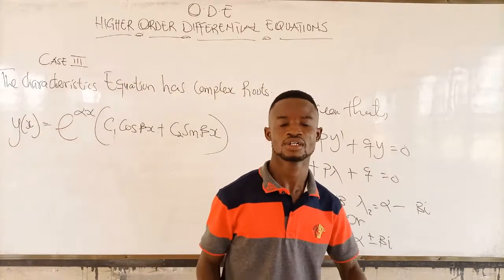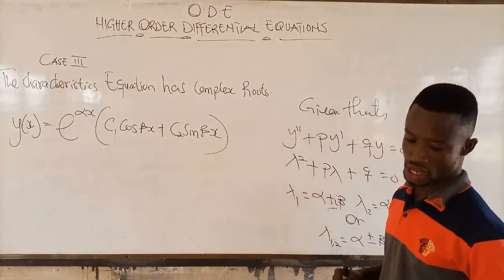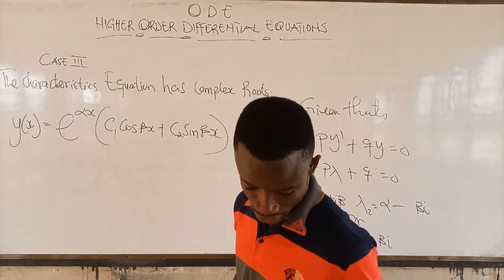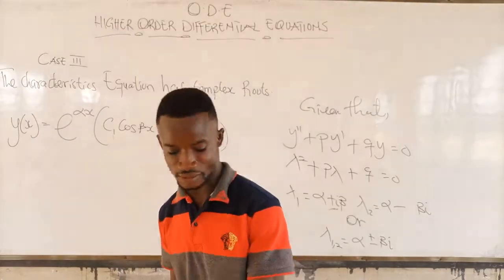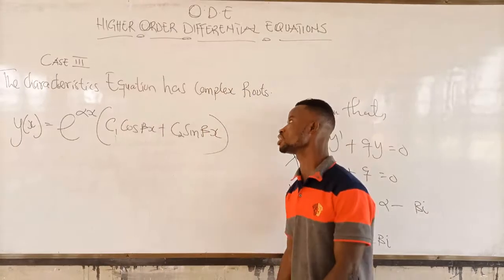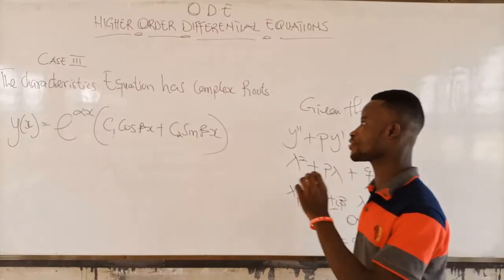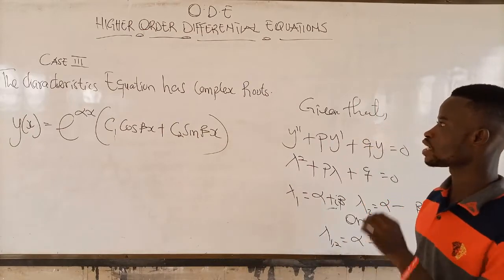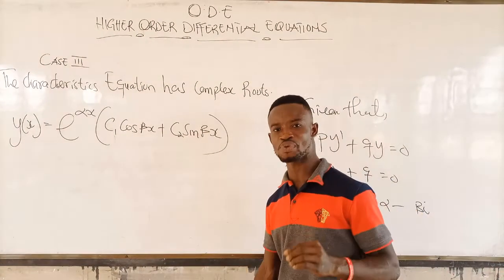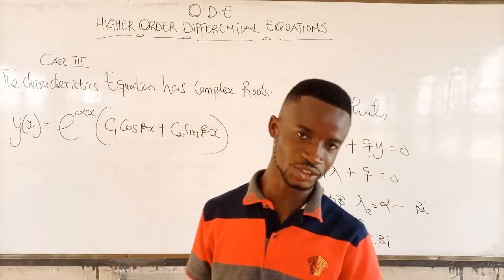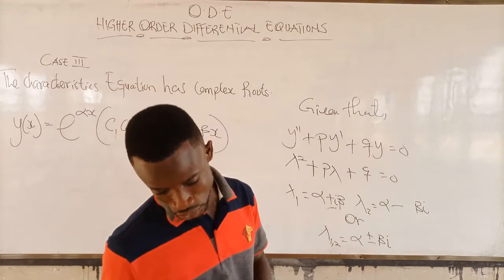Alright, so welcome back. Let's look at case 3. Case 3 is: if the characteristic equation has complex roots, how are we going to do it?